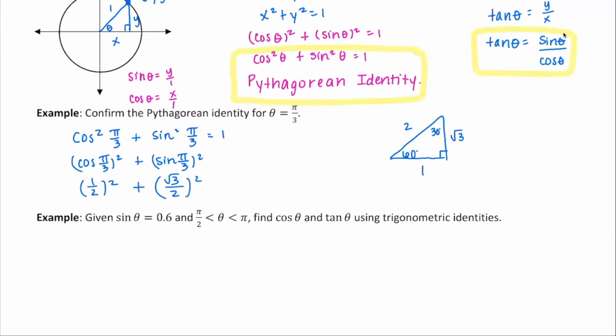So again, we're just showing that this expression is equal to 1. So we have 1/2 squared, which is 1/2 times 1/2, which is 1/4. And then we have root 3 over 2 times root 3 over 2. So root 3 squared would just be 3, and 2 squared, the denominator, would just be 4. So we know 1/4 plus 3/4 is the same thing as 1. So we have shown this identity to be true for this given angle of pi over 3.